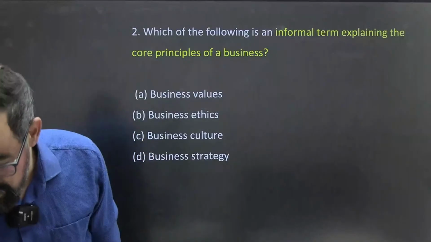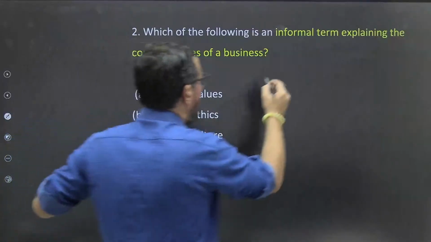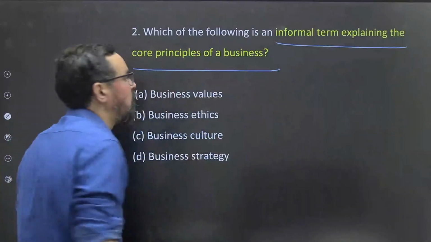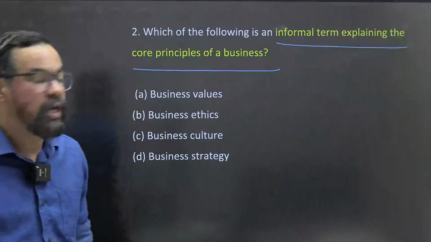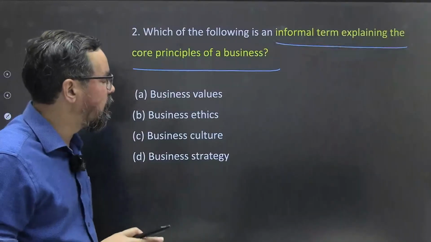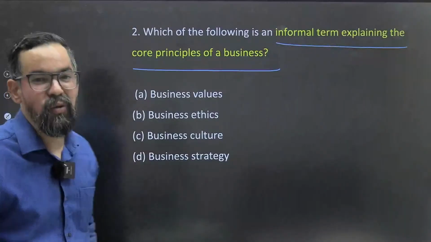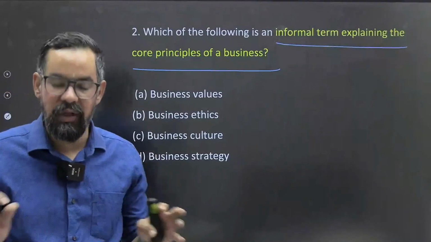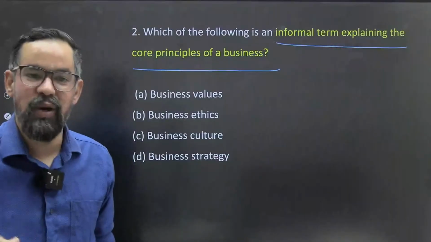Next question, guys, on your screen. Which of the following is an informal term explaining core principles of business? Informal term explaining core principles of business. So what will be your correct answer? Informal term, so we have business values. Anyone who wants to answer this question? Try, at least try. No worries about right and wrong; we are on the journey of how to achieve that right.